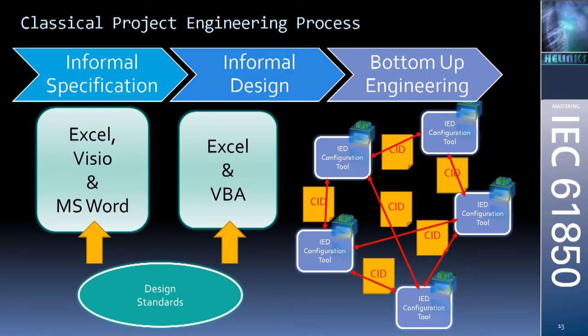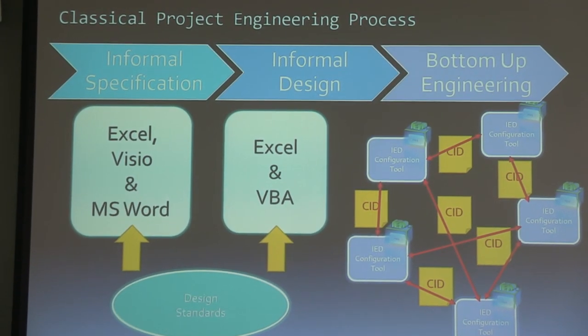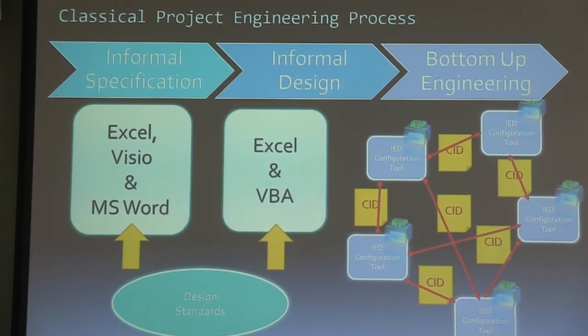This picture shows how I think probably 90% or 95% of the 61850 systems today have been engineered or are still engineered. So what you have is three phases. We have an informal specification phase, which is done by the utility. We have a more or less informal design phase, where the system integrator builds the system, defines the functions, defines the signal lists, combines everything into the relays. And then we have a bottom-up engineering phase, where this is built, where the relays are configured, where this is implemented in the relays.